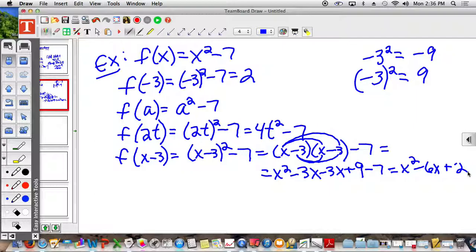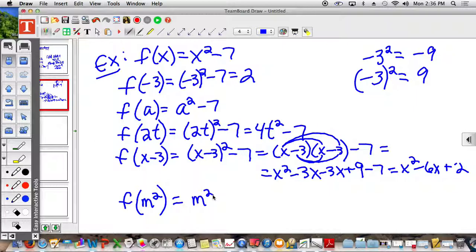Alright. One more example. Let's do f of m squared. What do you do? Replace x with m squared. Sorry, my bad. So you replace the x with an m squared, but what do I need to do to that?